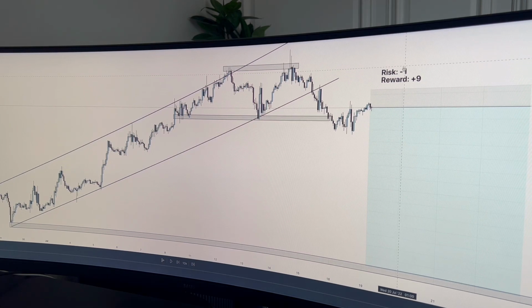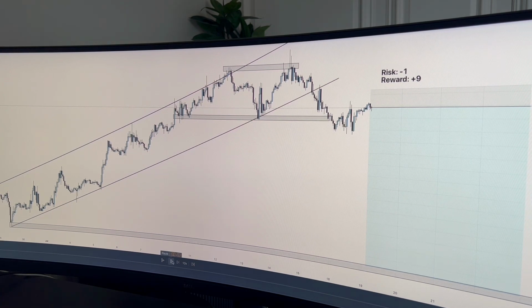In this scenario, we are risking 1% to make 9%. So we have a -1 and a +9. So what we're going to do is look how we can scale into positions. And remember, the management of the trade is key. We're going to be keeping an eye on the trade to look if we can scale into another trade on the way down.